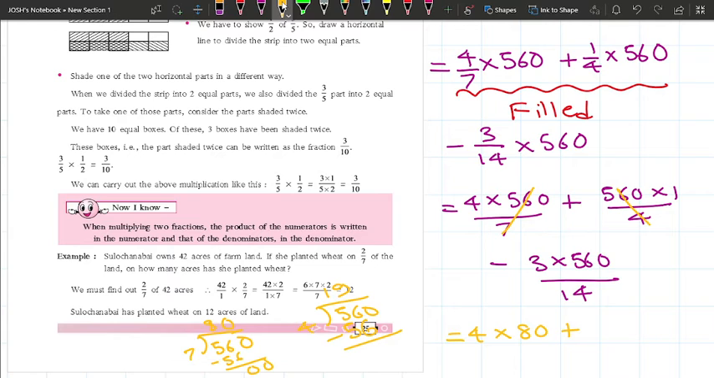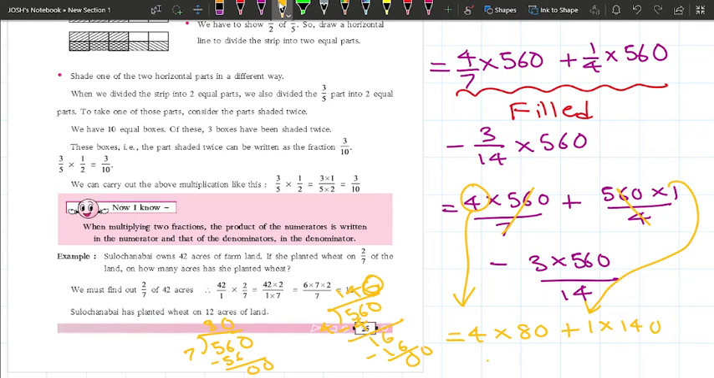Sorry, it's not 19. Let us go step by step here as well. 14 into 4 is 56, so we get 140. So you have 1 multiplied by 140. This 4 will remain as it is. This 1 will remain as it is, and that's why it came here.